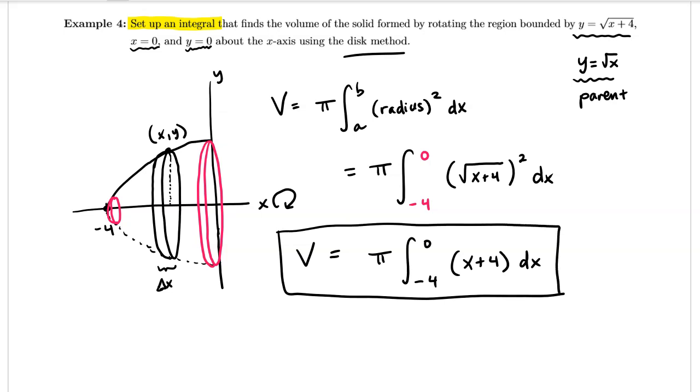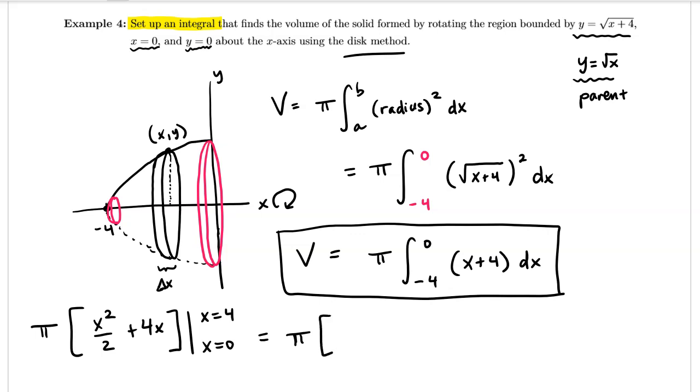However, I want to go ahead and actually solve this integral, and you'll see why in just a moment, but let's go ahead and take the antiderivative. And I'm evaluating this thing between x equals 0 and x equals 4. So that's equal to pi times, let's see, 4 squared is 16 over 2 plus 4 times 4 is 16. I am now realizing that I plugged in the wrong limits of integration. Please excuse my error.